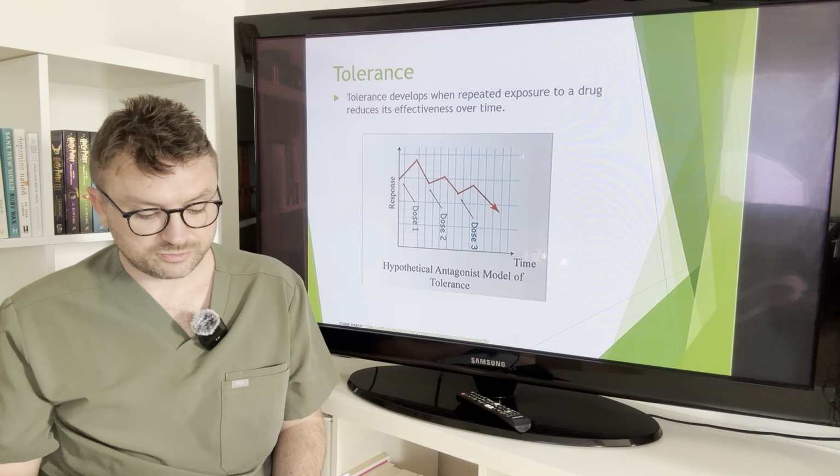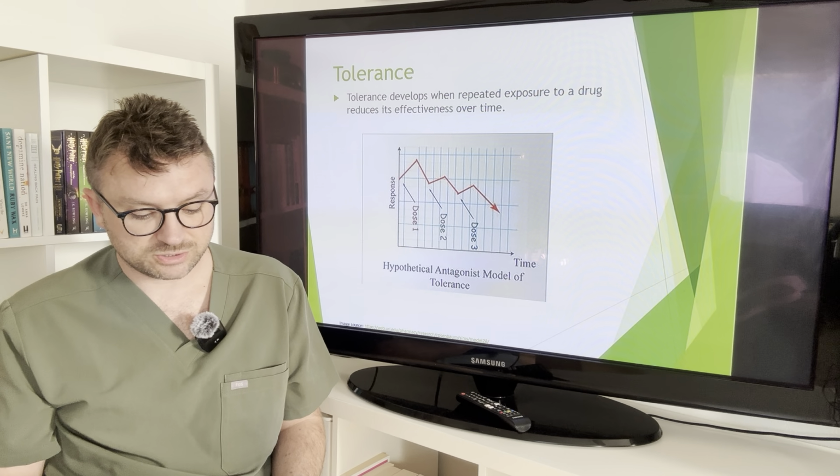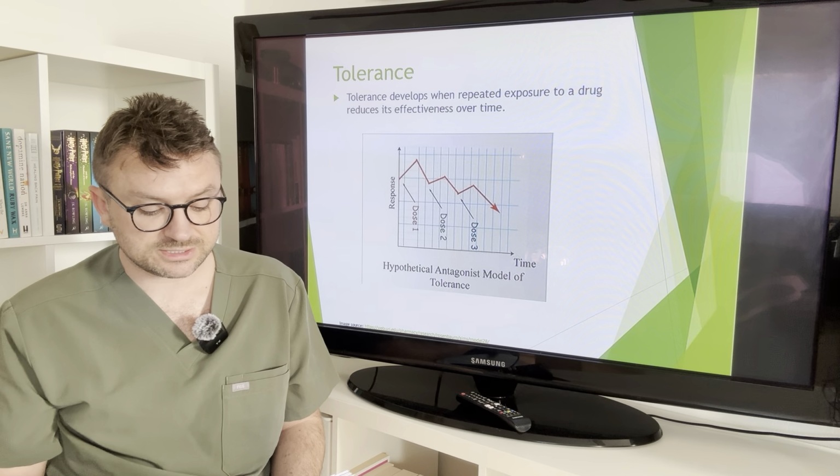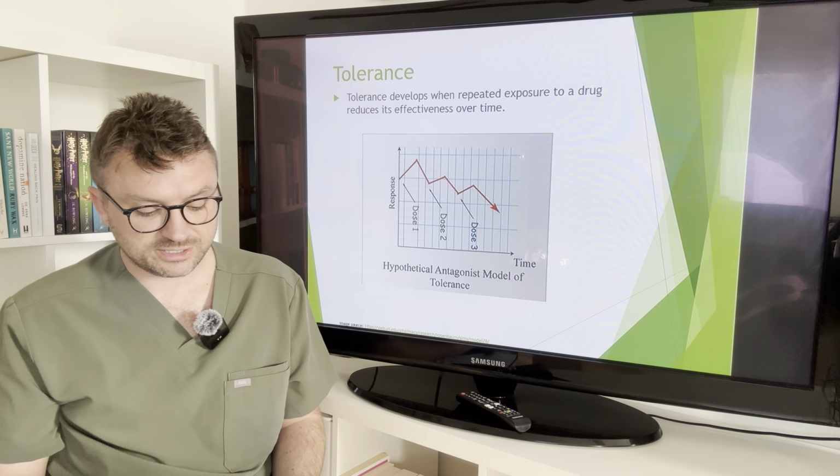We now move on to tolerance. Tolerance develops when repeated exposure to a drug reduces its effectiveness over time. As tolerance develops, higher doses may be required to achieve the same therapeutic effect.